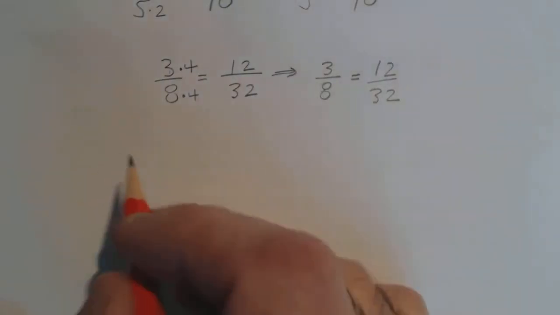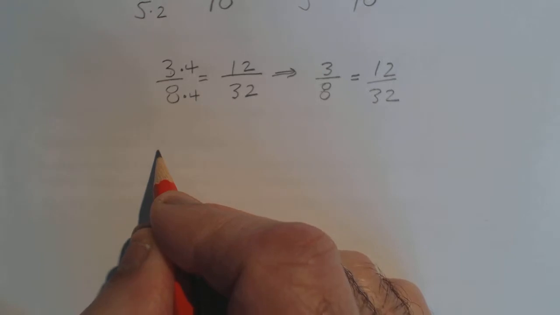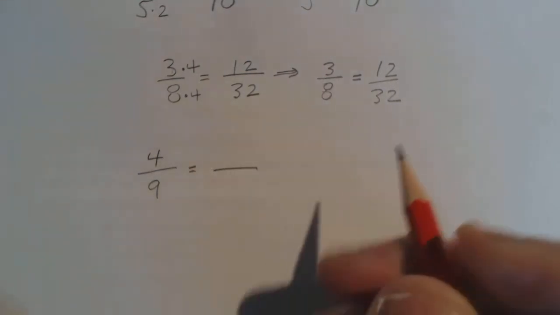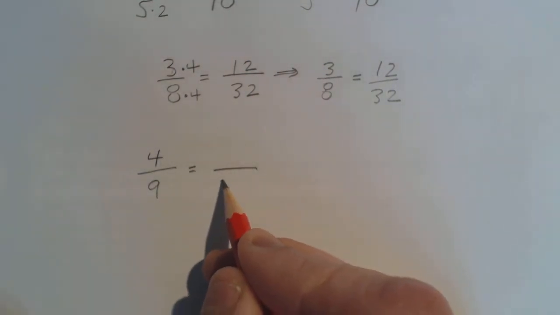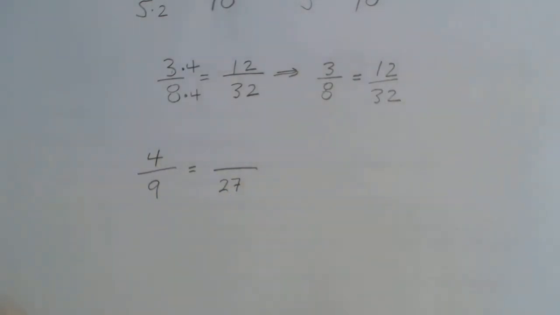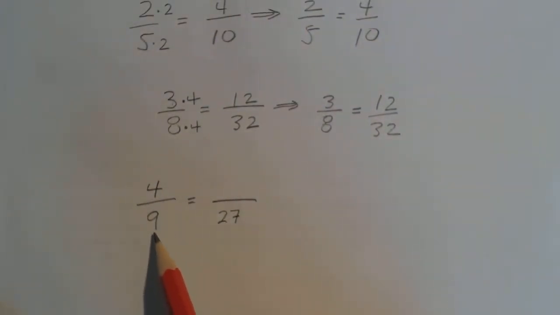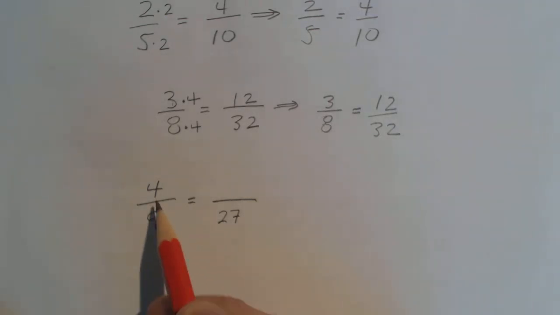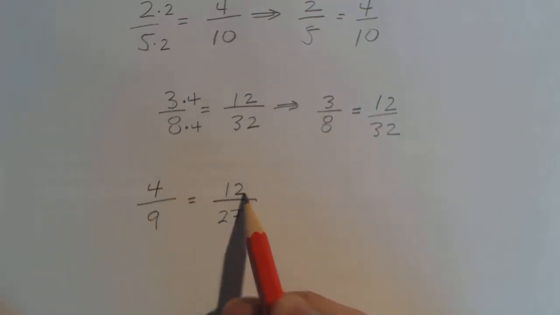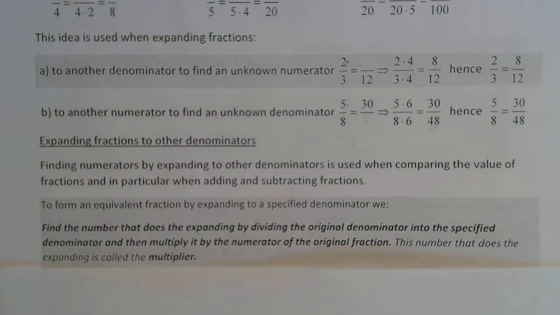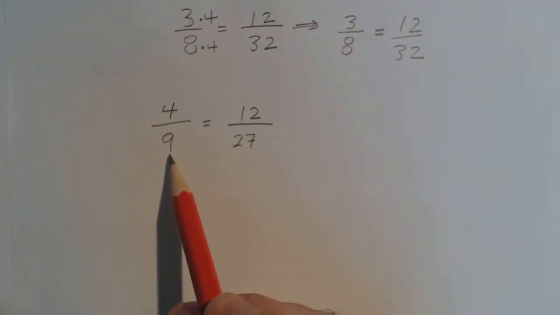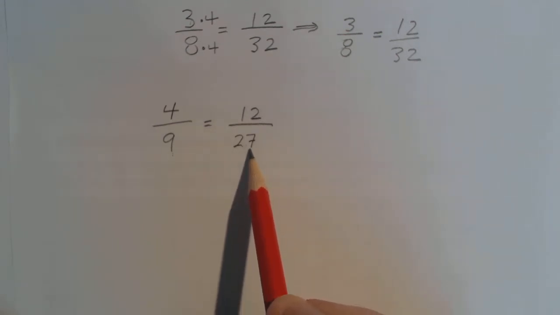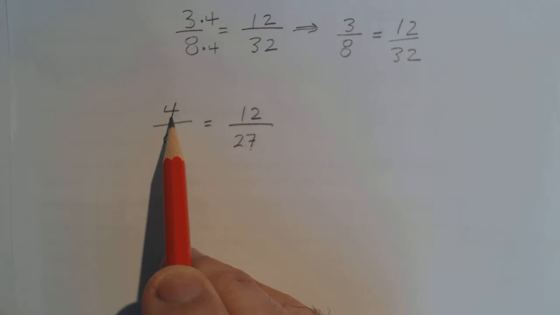So if we have a look at here again what this means, if we've got, for example, 4 over 9 equals something over 27, you can see we divide now the 9 into 27, which is 3 times. 3 times 4 gives 12, and that's what this here means. So we divide the denominator into the denominator here and multiply the result by the numerator here.